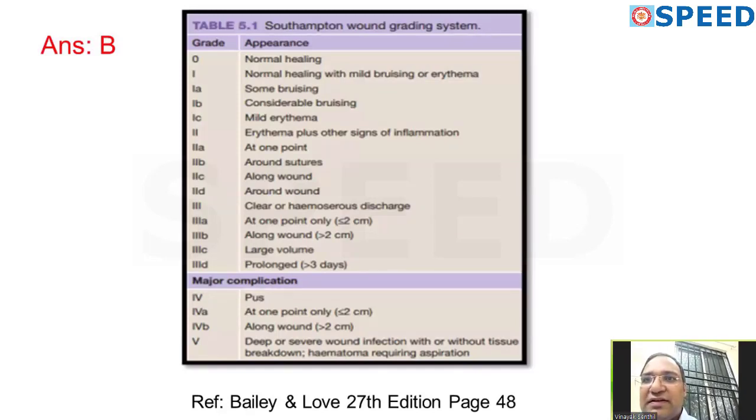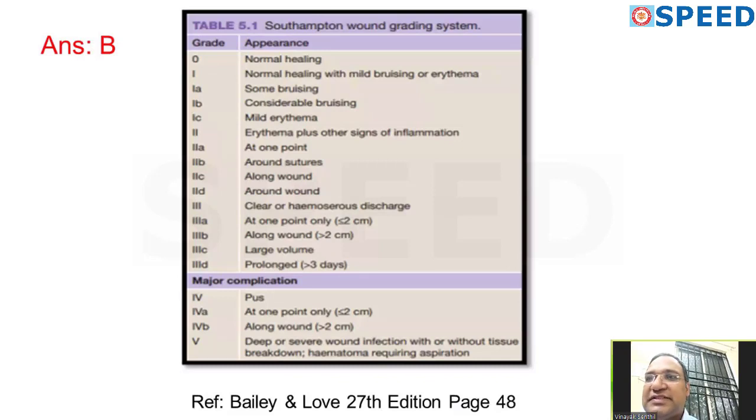You would have seen: grade 1 is normal healing with mild bruising or erythema; 1A is some bruising, 1B is considerable bruising, 1C is mild erythema; grade 2 is erythema plus other signs of inflammation; 2A at one point, 2B around sutures, 2C along the wound and 2D around the wound. Now you tell me what was the question asked. If the same question was not asked, then definitely we can fit into this table, because we have the entire table with us from Bailey and Love.